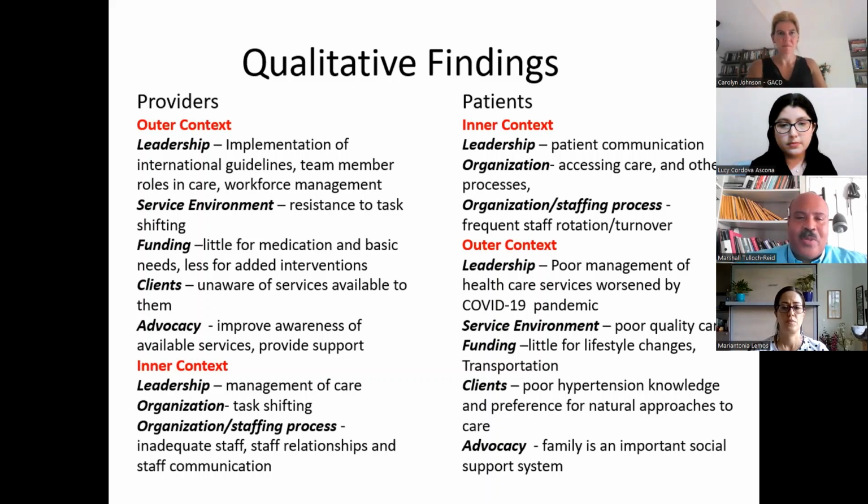So there's leadership in terms of outer context. There's a lot of concerns about how well international guidelines were implemented, who would be responsible for what in every setting in which they were working, resistance to some of the initiatives that might come with team-based care, like task shifting, challenges with funding, because they felt that there was very little for what they were doing normally, much less to start adding interventions, that many clients were unaware of what services the health system had for them, and that advocacy would involve primarily improvement of available resources and some additional support.